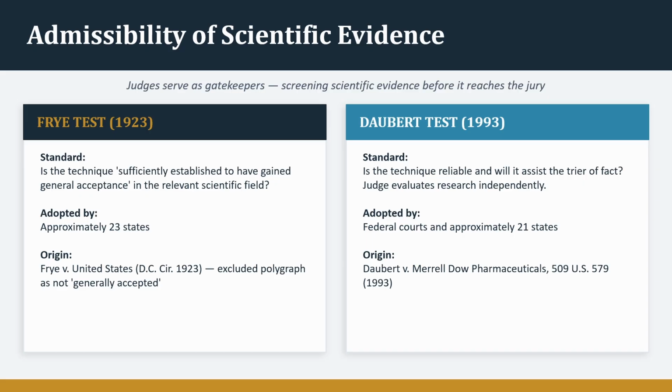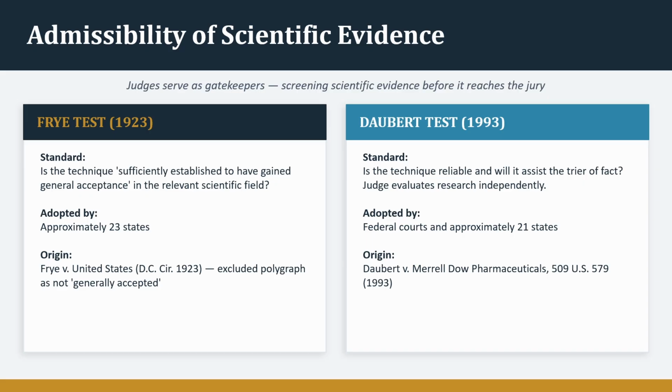The court declined, and in doing so articulated a general standard. For scientific evidence to be admissible, the underlying technique must be sufficiently established to have gained general acceptance in the particular scientific field to which it belongs. If the relevant scientific community, the experts in that discipline, have accepted the method as valid, it can come in. If they haven't, it cannot.